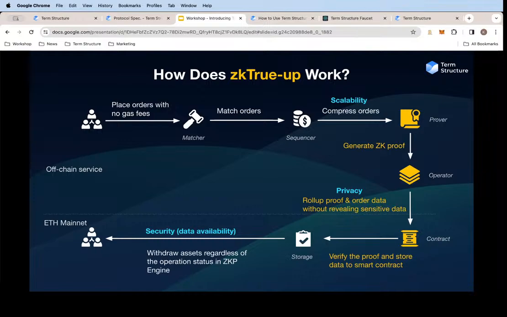Later on, after the proof is rolled up to the contract, the smart contract is responsible for verifying the proof and storing data to itself. And when users want to withdraw assets for any reason, they can do that regardless of the operation status in the ZKP engine. And this is how we achieve data availability and protect users' assets.